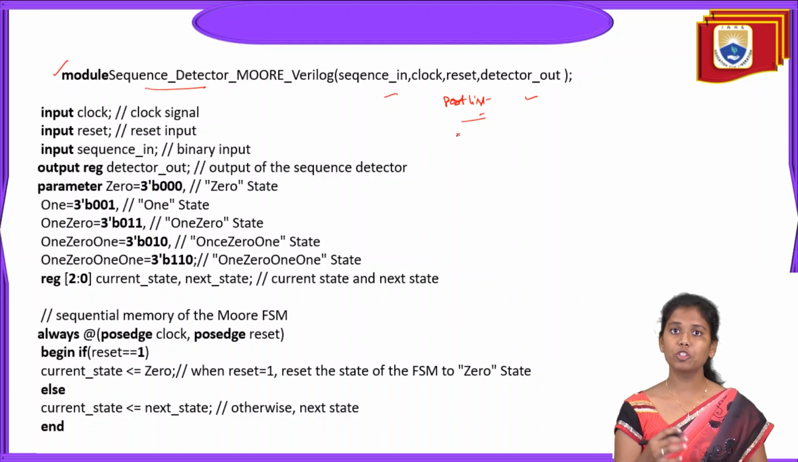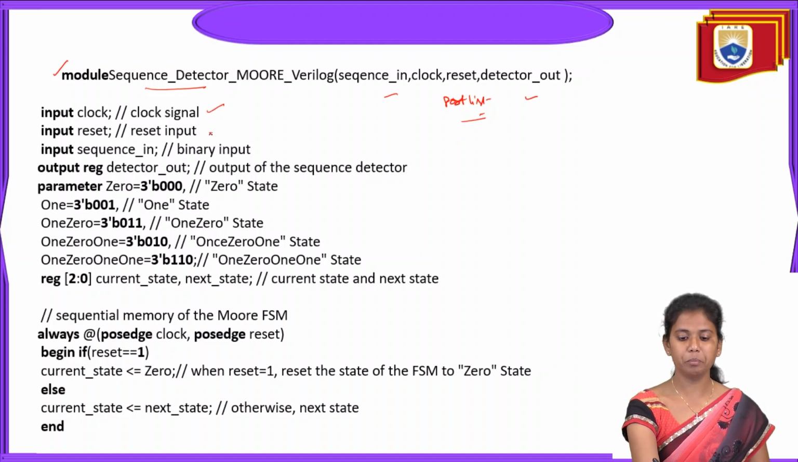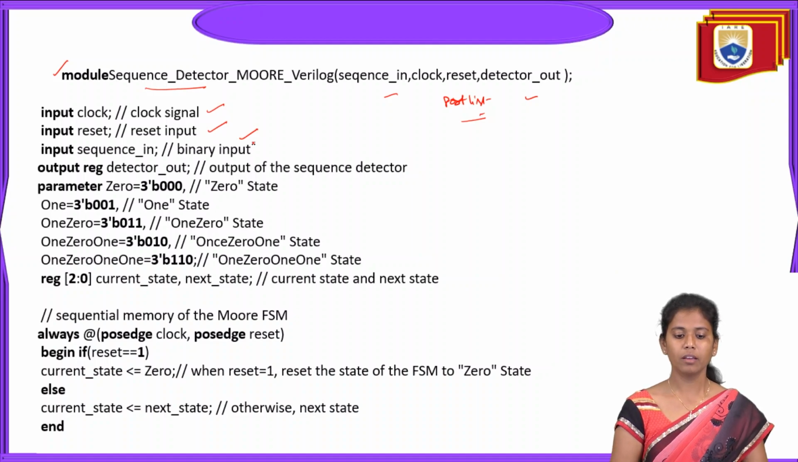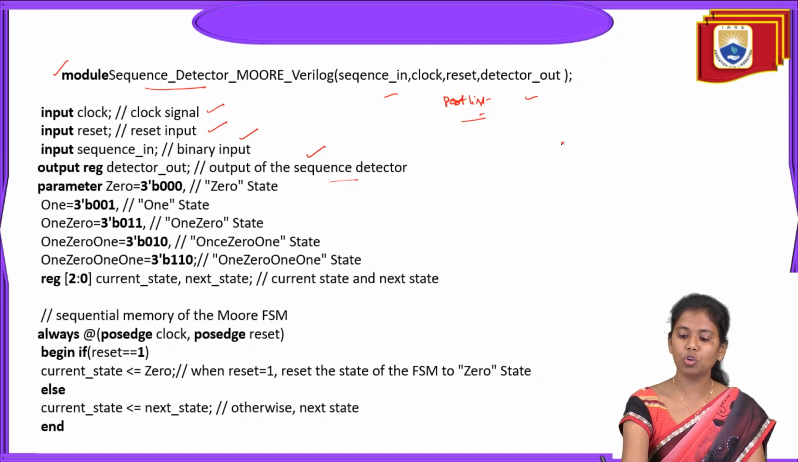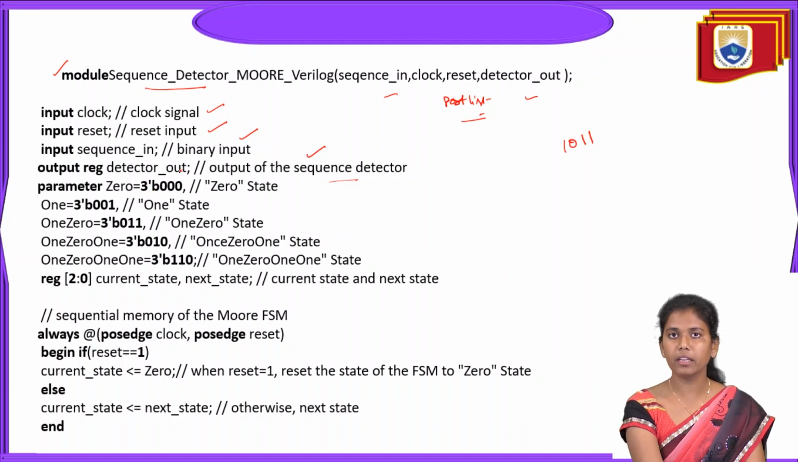And then coming to the declaration, we are declaring the inputs as well as the outputs. My inputs are the clock signal, the reset input, and the sequence, which is a binary input. The output is detector out, an output register, which is the output of the sequence detector. And then the parameters, which are 3 bits, 000. We need to detect 1, 0, 1, 1. So how many bits is the binary code? It is a 3-bit binary code, so 000.